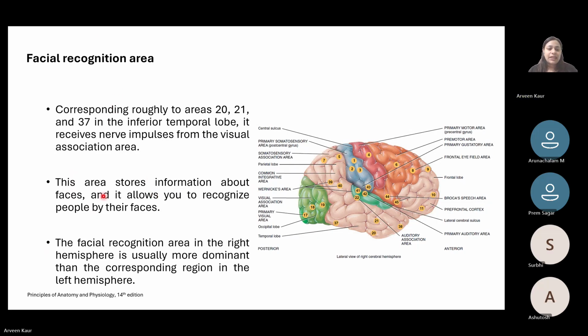So it is possible. Then the facial recognition area in the right hemisphere is usually more dominant than the corresponding region in the left hemisphere. Again, for most of the people, these memories reside in the right side of your brain, right? For instance, if a person had a lesion or a region of brain injury in that particular region of the facial recognition area in the right hemisphere itself, right, the person might not be able to recognize other people, right? On the contrary, if it was at the same point in the left hemisphere, maybe that particular activity will not get as affected, right?